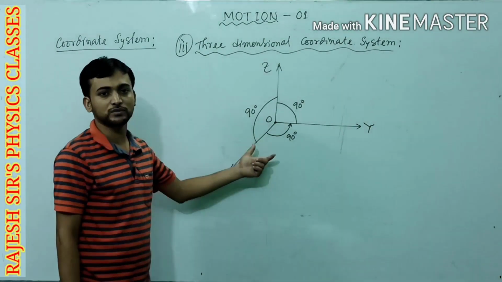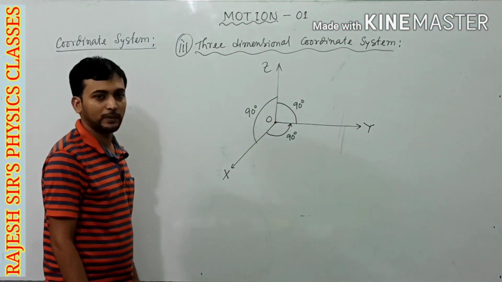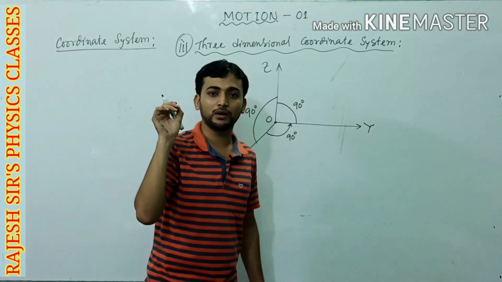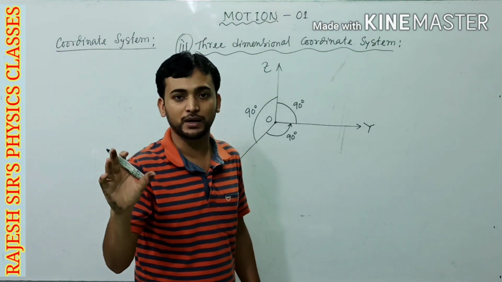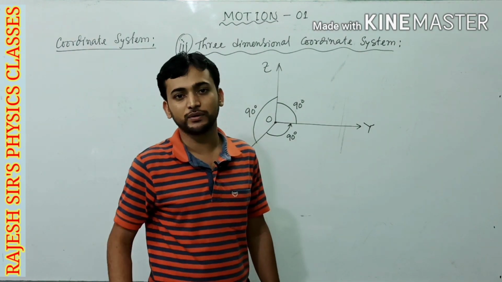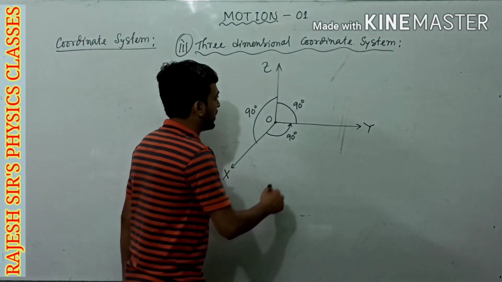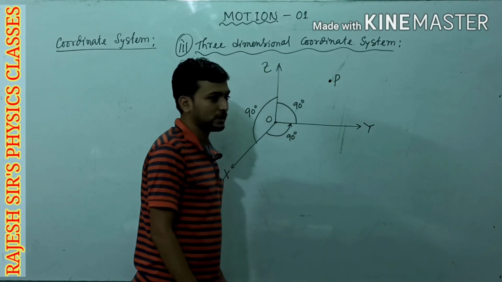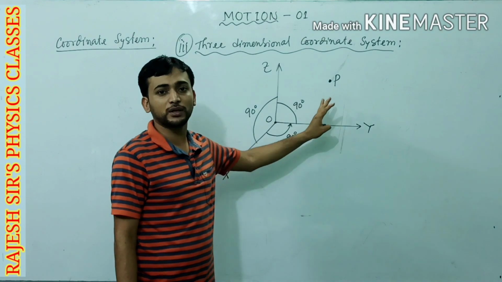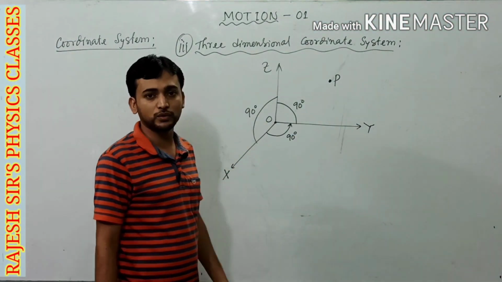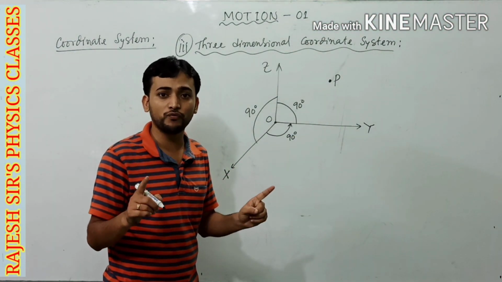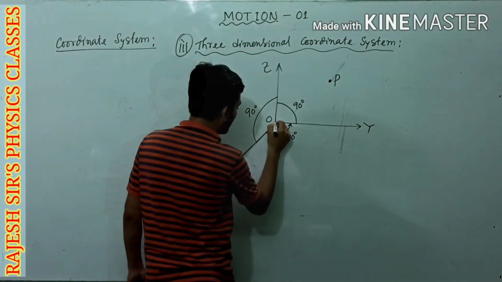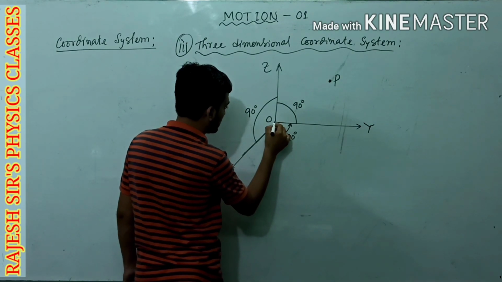Now, how can you use this three-dimensional coordinate system? Suppose one bird is flying in the sky, and you have been asked to identify the location of that bird at a particular time t during its motion. Suppose the bird is at P. Now, in this case, in order to identify the location of the bird, what you have to do? You are restricted to move either along the axis or parallel to any axis. Now, we will start our movement from the origin.